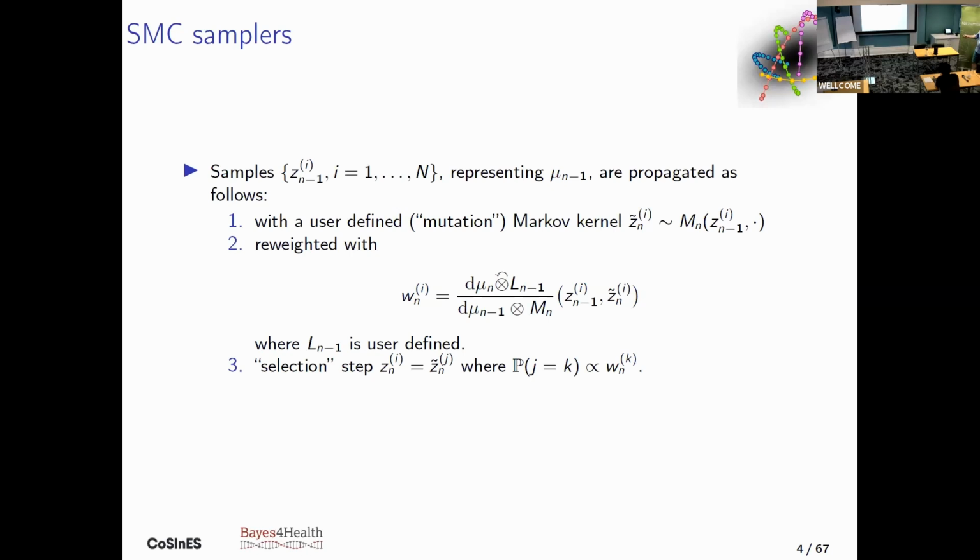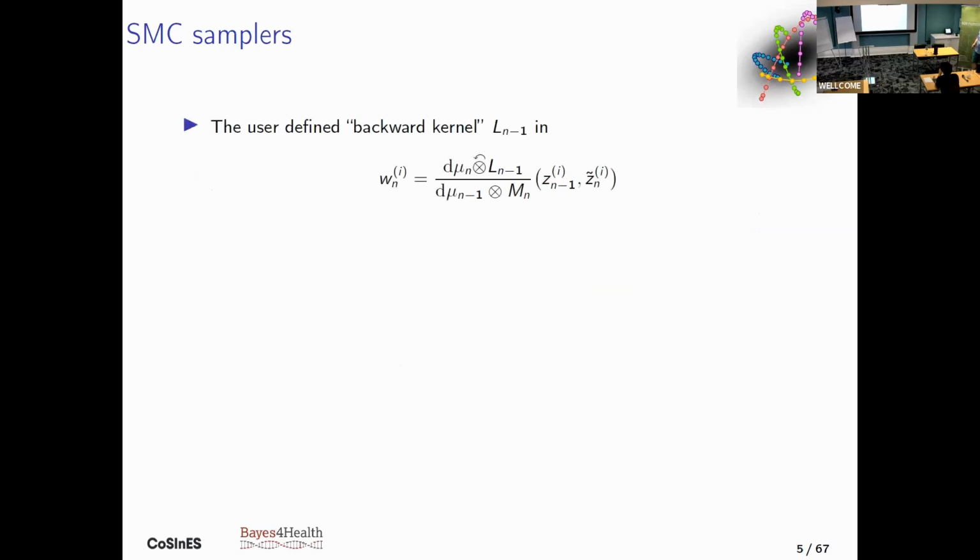And the way you do it is that you use these importance weights, right? So about that backward kernel, we are going to get rid of it, okay? But what I'm going to tell you here is that by getting rid of it, we are going to impose some structure on Mn, okay?